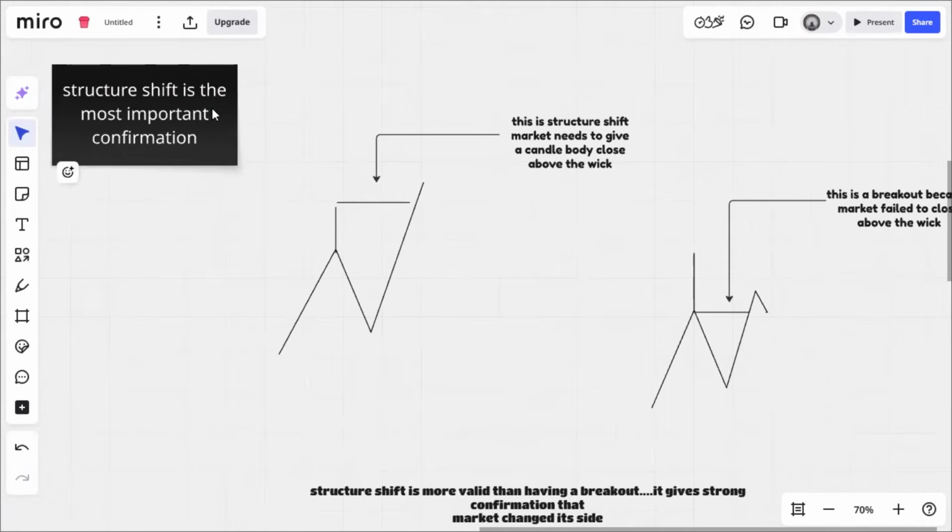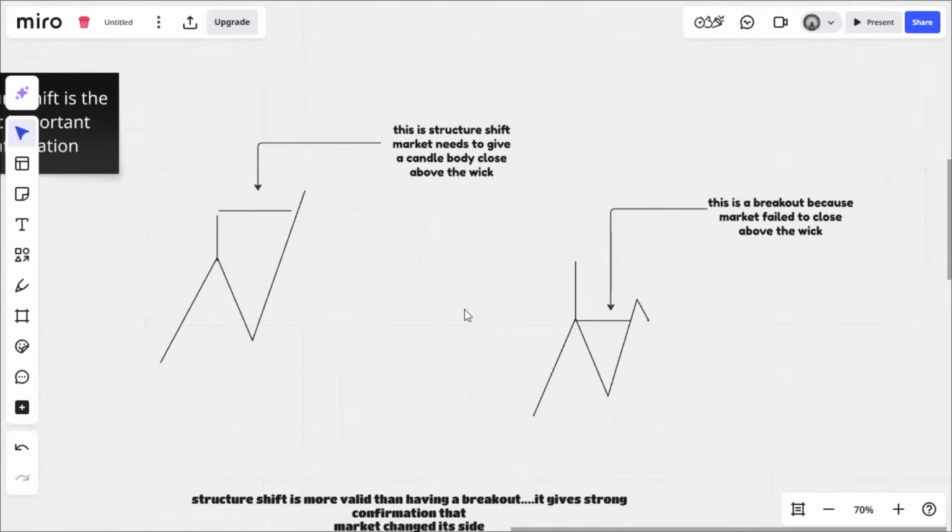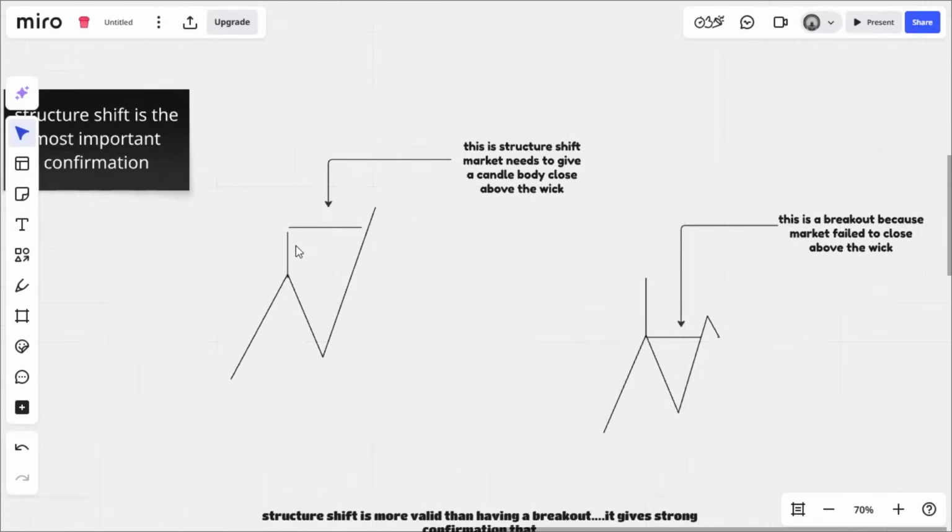Structure shift is the most important confirmation in MSNR. When you're looking for entry, structure shift is the most important thing. So let's look at structure shift and a breakout. This market structure is a structure shift. The market needs to keep a candle body close above the wick. We need to see a candle body closing above this wick. So this one is going to be a structure shift.